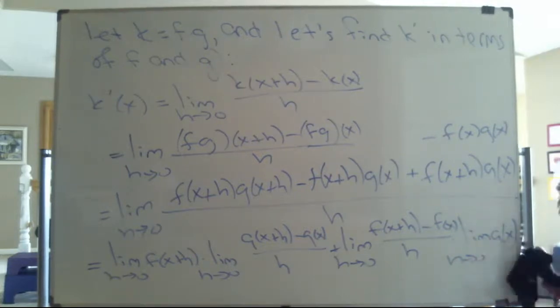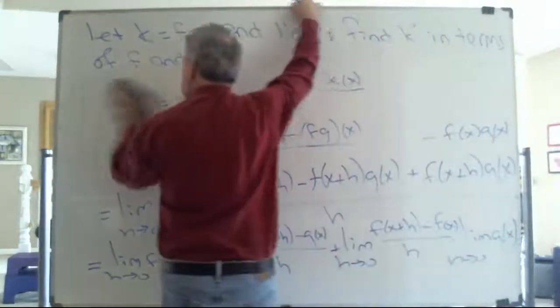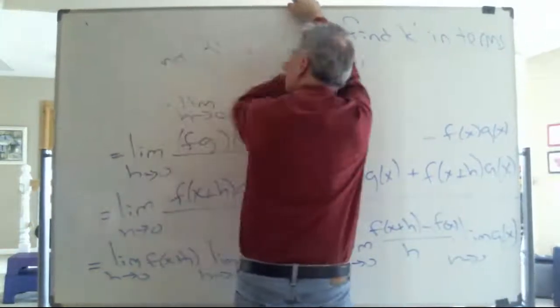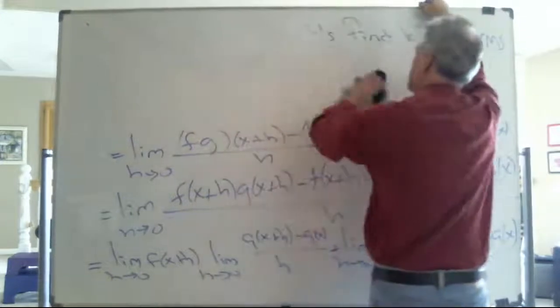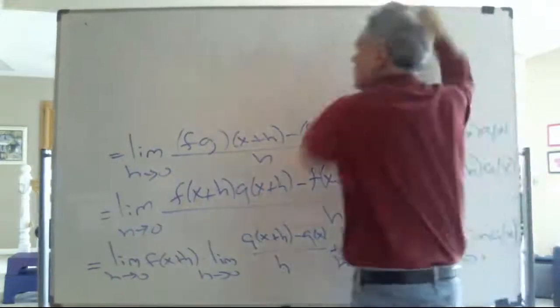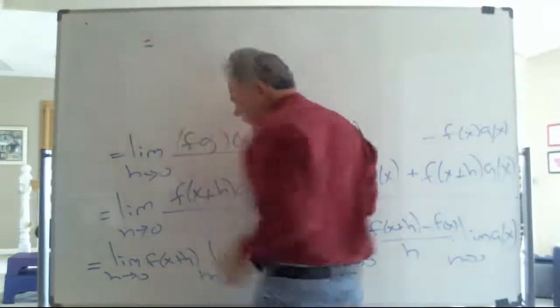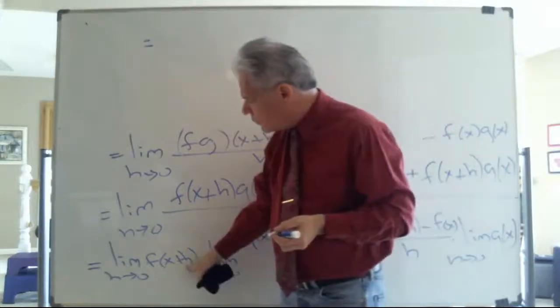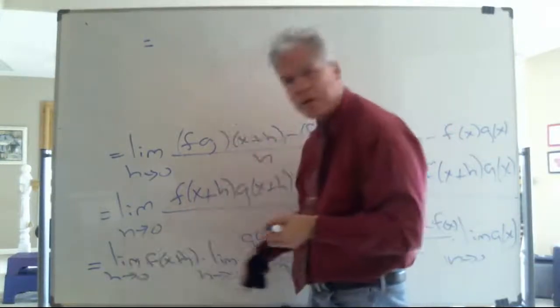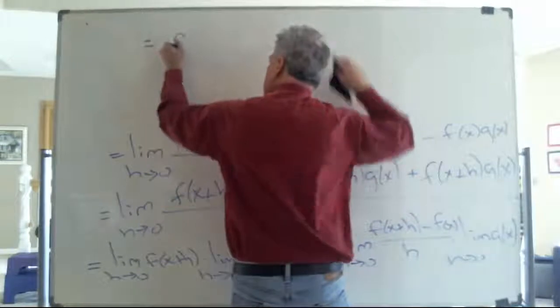Oh, look at that. I barely made it. Now, next on my list. So if you allow h to go to 0, I think this first factor, the first term, just reduces down to an f of x.